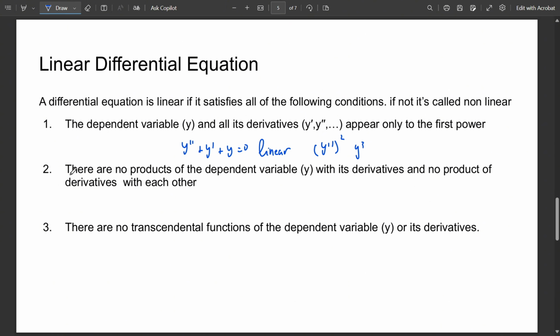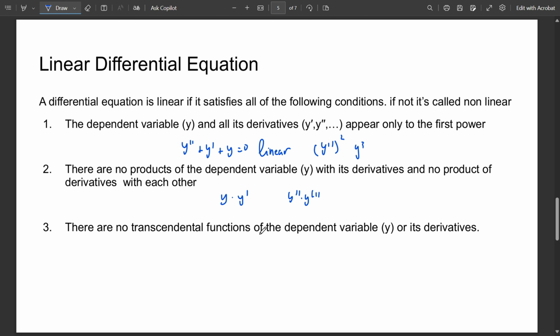And second, there are no products of the dependent variable y and its derivatives, and no product of derivatives with each other. So if we have y times y prime, then it's not linear. And also if we have y double prime times y triple prime, that's not linear.